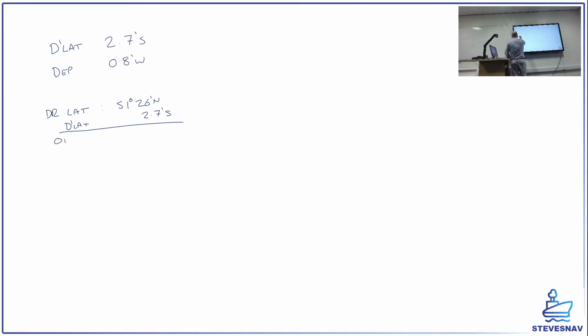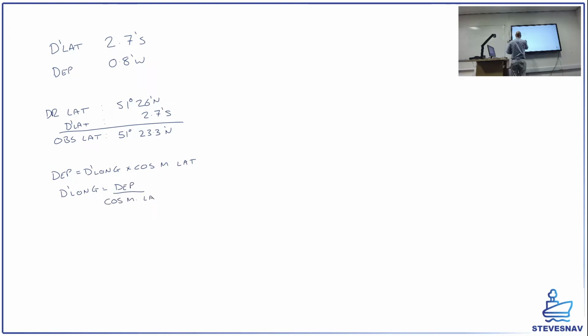So I can just see straight away that my observed lat, use your calculator if you need to, is going to be 51 degrees, take that off, 23.3 minutes north. Now, I can't just apply departure straight away, I have to find it as a D long. I know departure equals D long times the cosine of the mean latitude. So I know D long equals departure divided by cosine of the mean latitude.